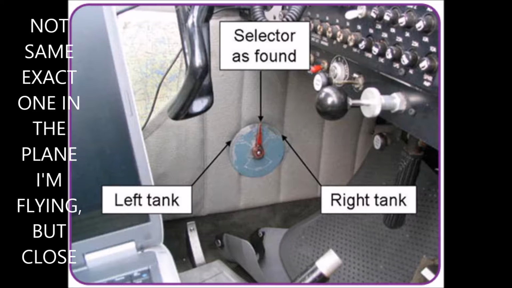Which tank are we running? Left. Okay, I just got a check fuel message. So look at left and right. Switch. Yep. Fuel pump on. Oh yeah, which it is. Okay. Switch over.